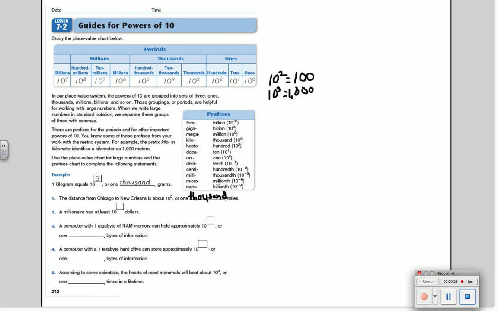Question 2. A millionaire has at least 10 to the blank dollars. Well, I would sit and I would write out the number million. Do that right now on your whiteboard.